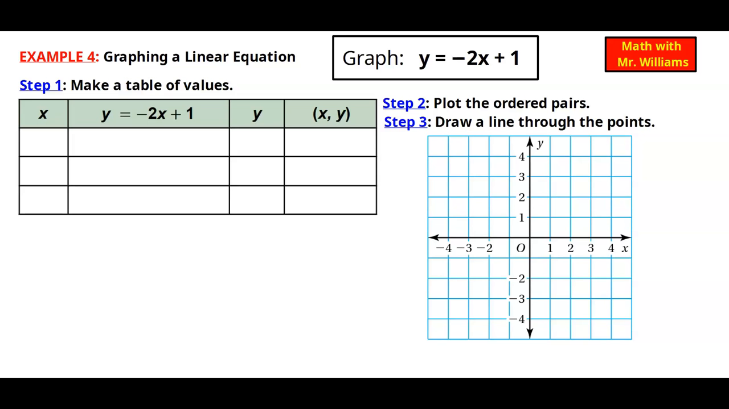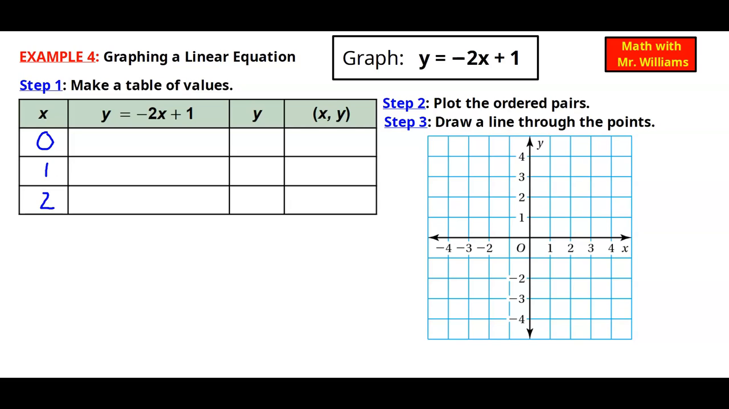Math with Mr. Williams, example 4, graphing a linear equation. Okay, so we're going to first make a table of values from the equation they gave us. So we have y equals negative 2x plus 1. The easiest way to start off would be to look for 0, and then I like to go in order, 1 and then 2.